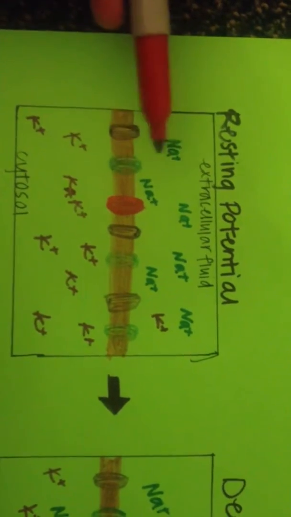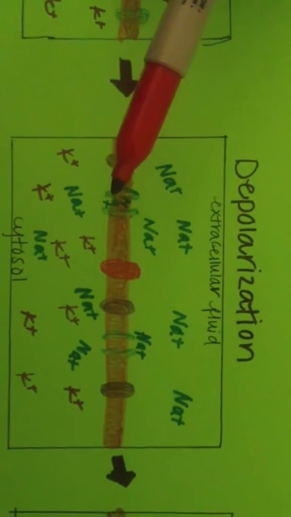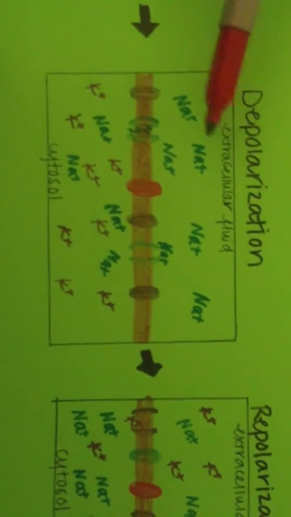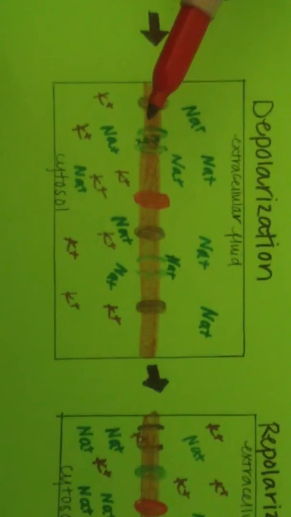When a stimulus activates the action potential, it initiates depolarization, which is the process of the sodium channels opening and sodium beginning to flow to the inside of the cell. This will continue until it reaches maximum potential at +30.